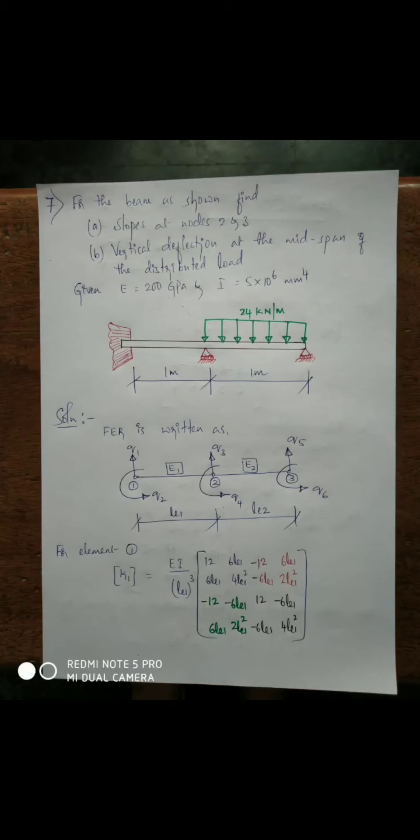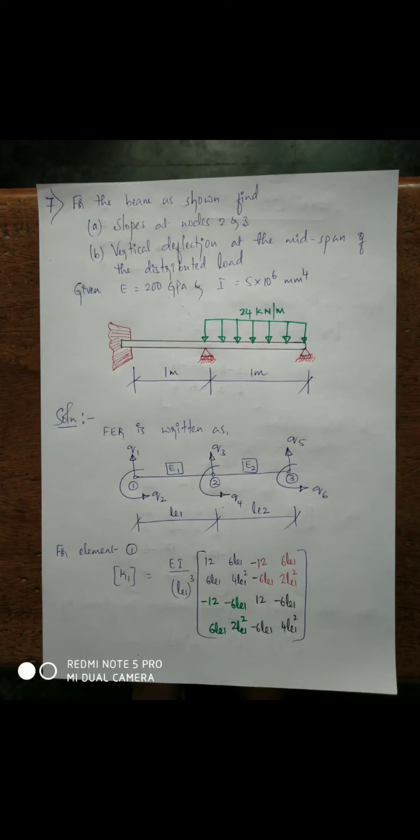In this problem, they have given the value of Young's modulus E as 200 GPa and mass moment of inertia I as 5 into 10 to the power of 6 millimeter to the power 4. Before starting the solution of the problem, you students have to keep some important points in your mind.